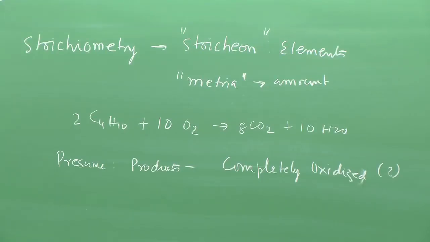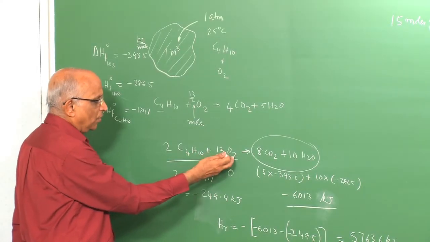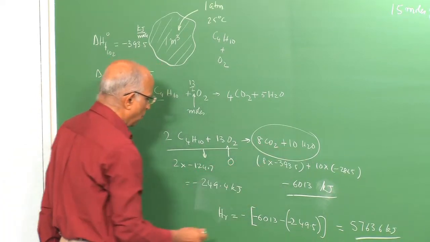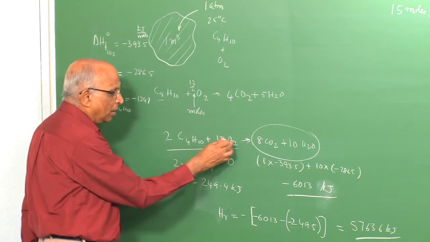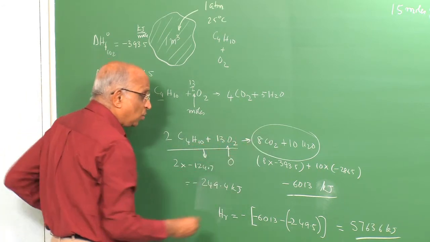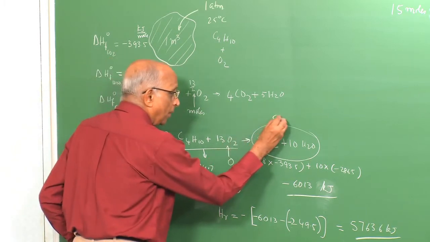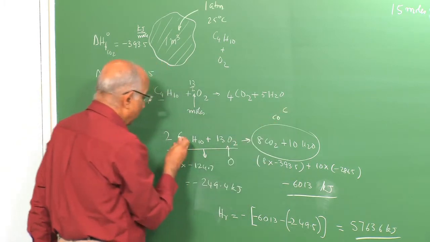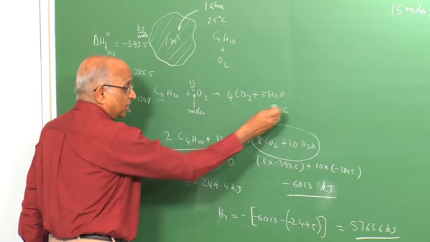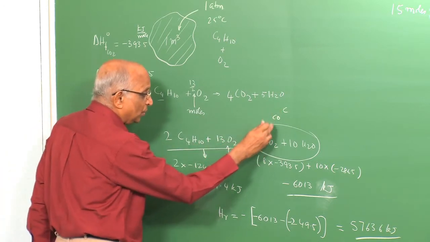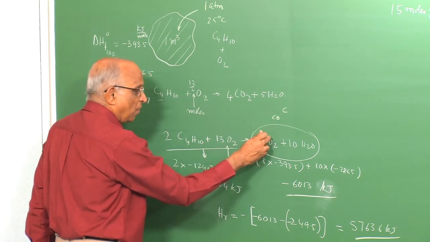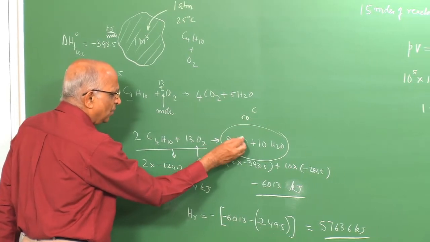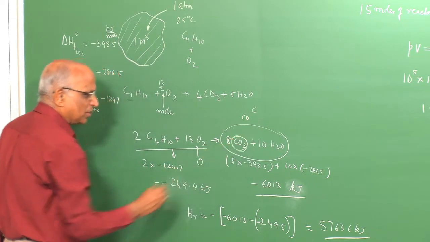Let us get back to our reaction. We had the reaction 2C4H10 plus 13O2 giving you 8CO2 and 10H2O. Well, the carbon reacts with oxygen and forms carbon dioxide. It could have also formed carbon monoxide, or maybe it just formed carbon itself. CO is not fully oxidized, it can still get oxidized further to form CO2. Therefore, we say CO2 is a fully oxidized substance.